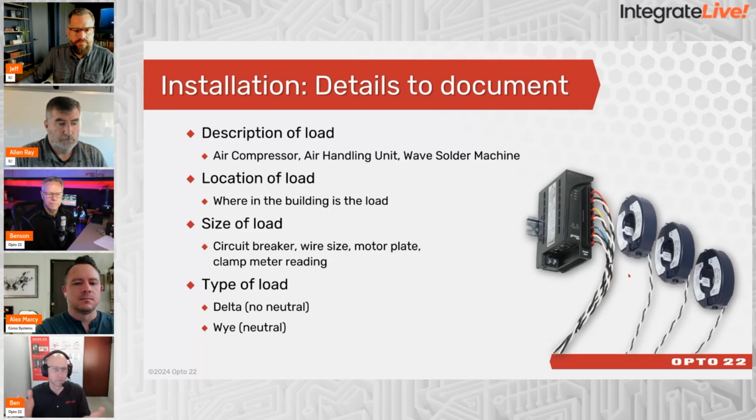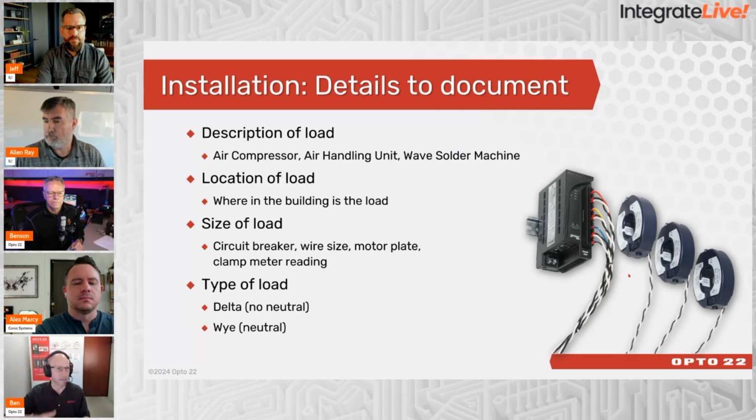So where is the load? Be handy to know if someone goes looking for it. If they see non-ignition, they're like, well, where is this thing? First floor, second floor, etc. What's the size of the load? You can have a look at the circuit breaker. You can tell a lot from the gauge wire size. You can look at a motor plate, or as I did, I actually put a clamp meter on. And then the other thing that the EMU needs to know to get the measurements really accurate is: is it delta, i.e. no neutral, or is it Y, do we have a neutral?